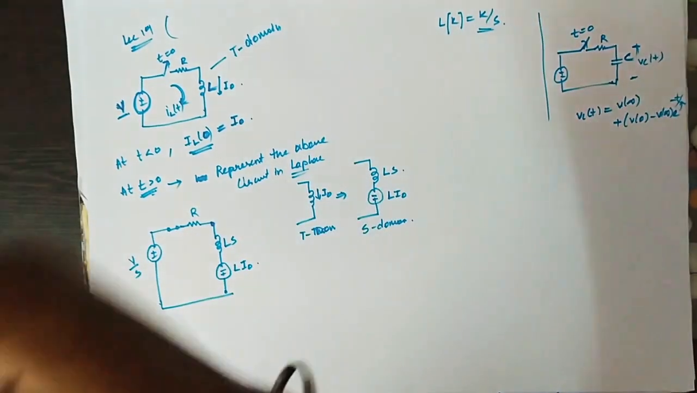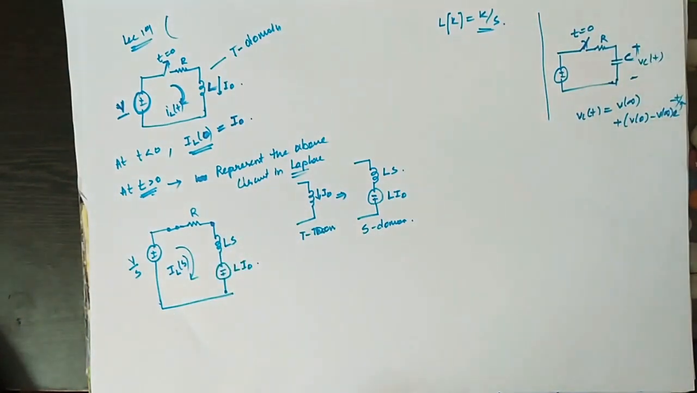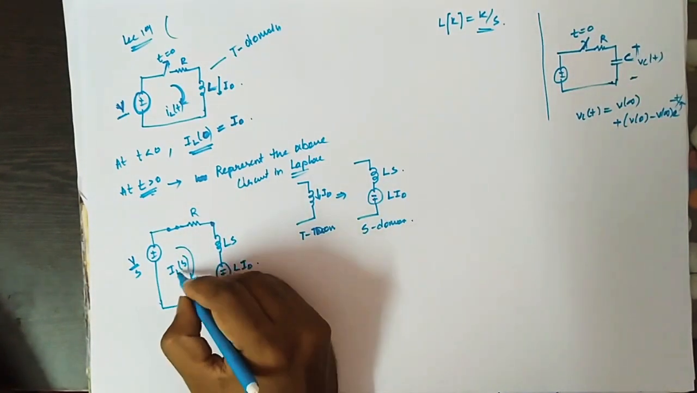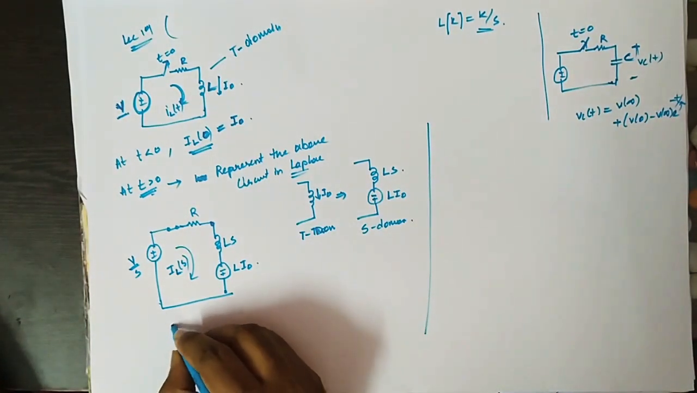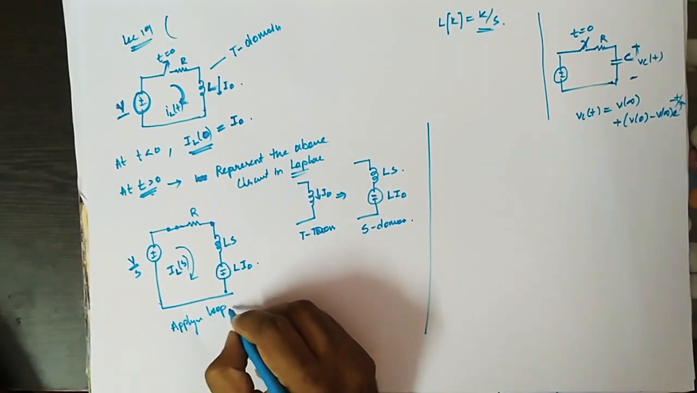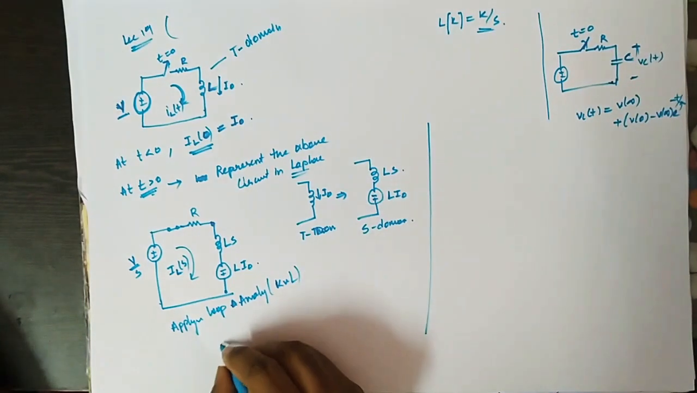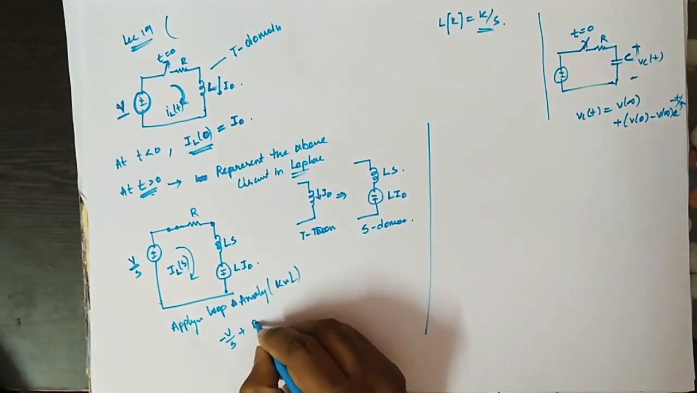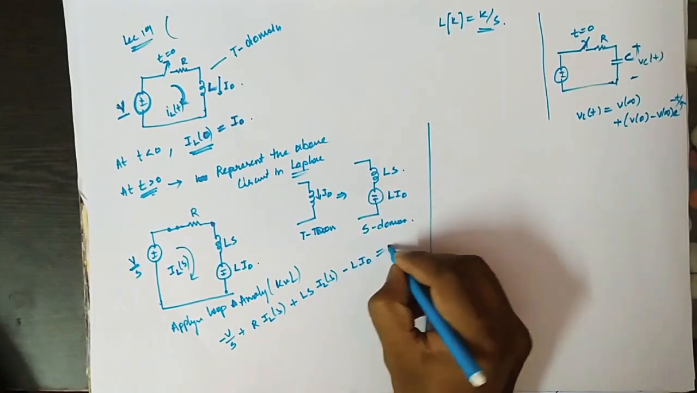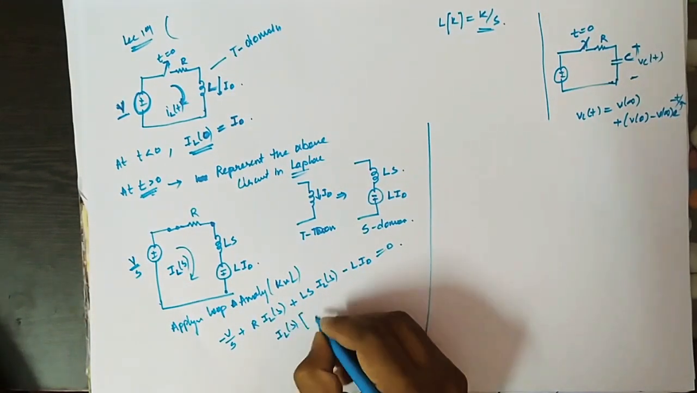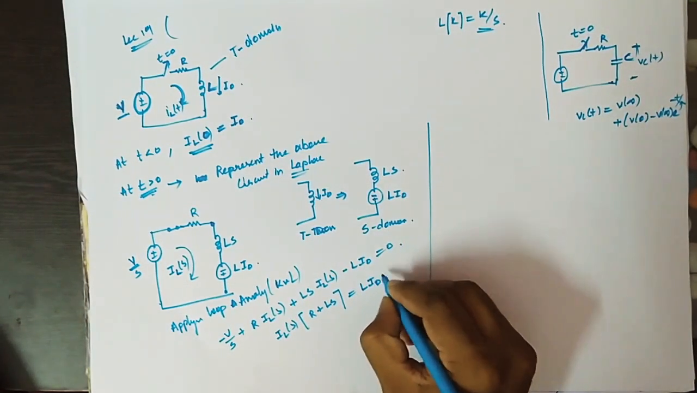Now we need the response IL of S. For getting this response, we just do a loop equation: applying loop analysis, or KVL. What we have is minus V by S plus R into IL of S plus Ls into IL of S minus L I naught equal to 0. So we get the IL term times R plus Ls, and we take the constants to the other side: L I naught plus V by S.